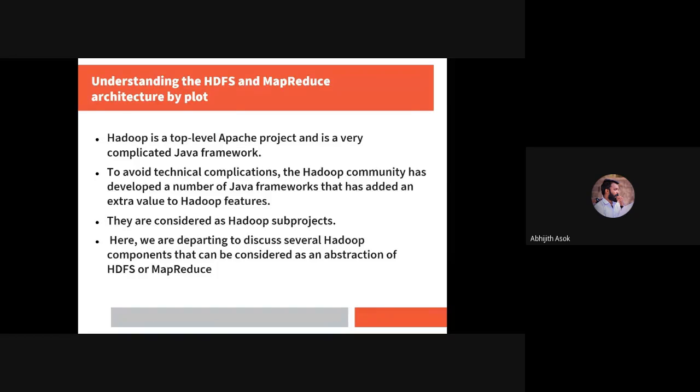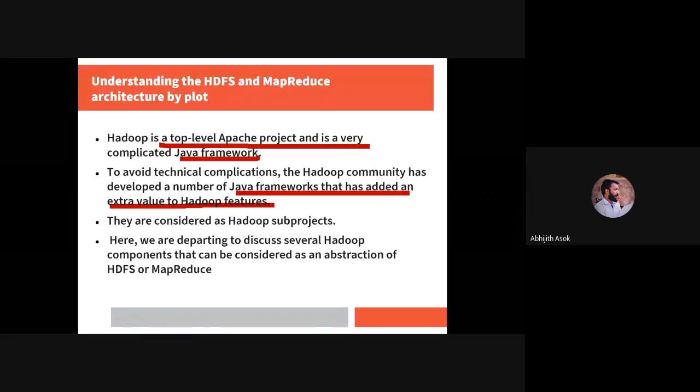So Hadoop is a top-level Apache project and is a very complicated Java framework. To avoid the technical complication, the Hadoop community has developed Java frameworks that add extra value to Hadoop features. So they are considered as Hadoop sub-projects.